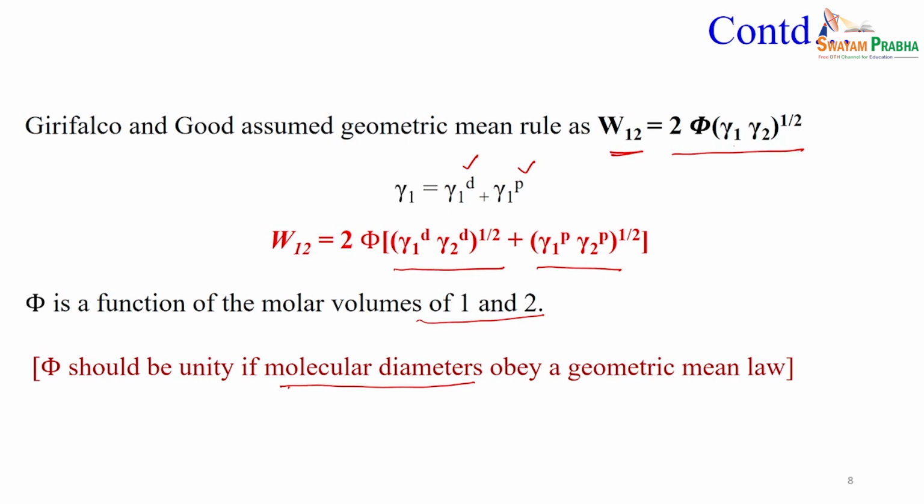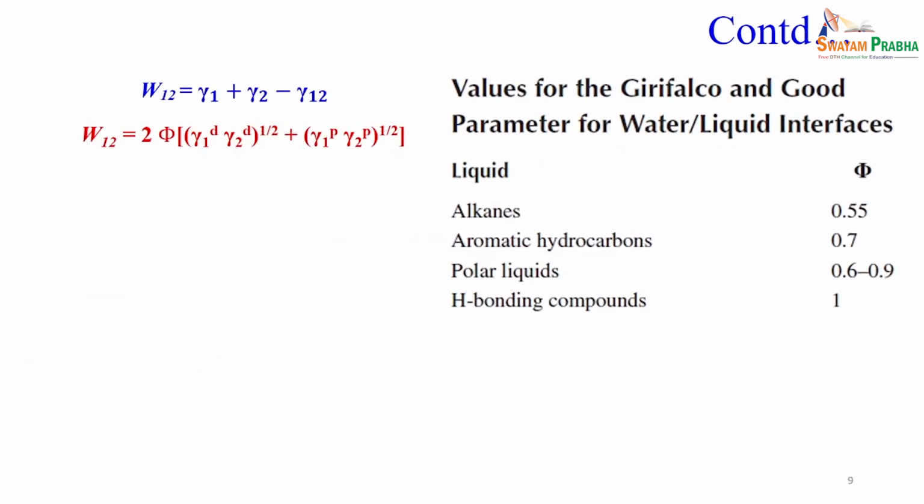So, if you compare with the previous equation, that W12 in terms of the contact angle, and here this W12 is coming in terms of the surface tension. So, if you combine this, this is the value of phi. For alkane its value is 0.55, for aromatic hydrocarbon 0.7, for polar liquids it varies between 0.6 to 0.9, and for hydrogen bonding compounds its value is 1. So, mostly if you measure the contact angle of water on the surface, we consider its value close to 1.